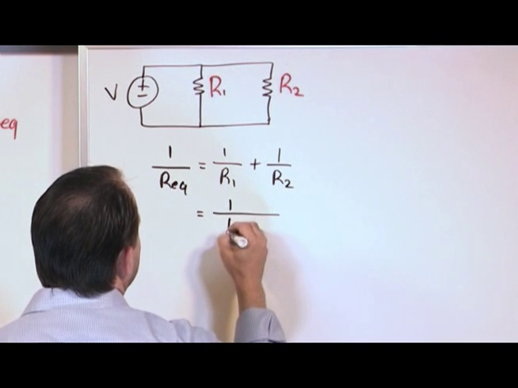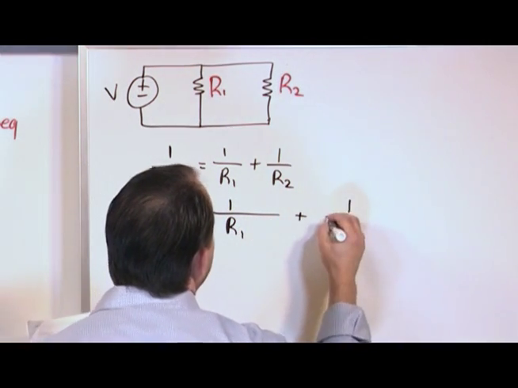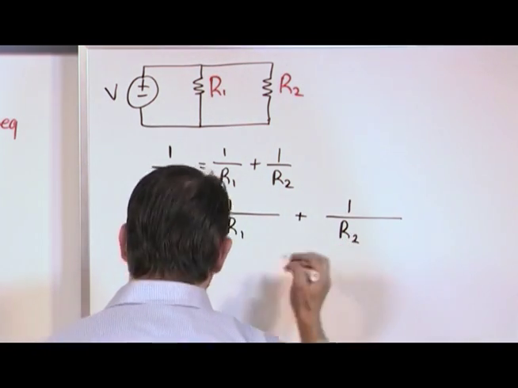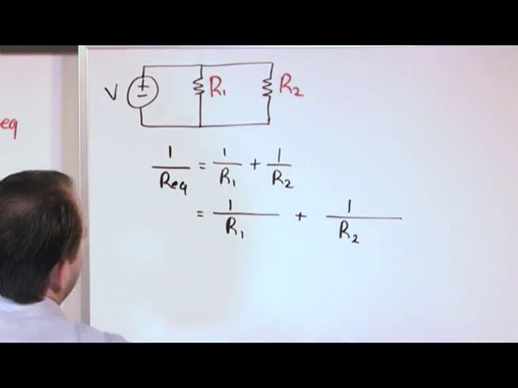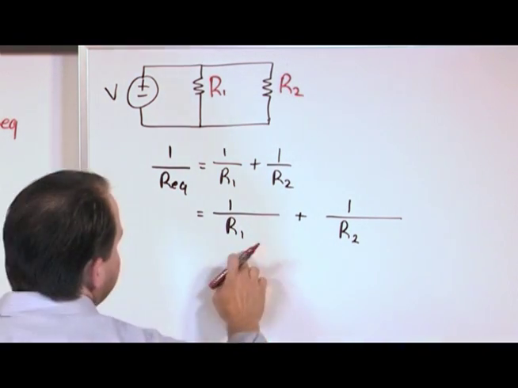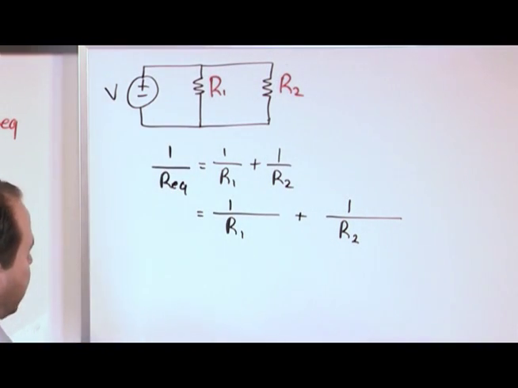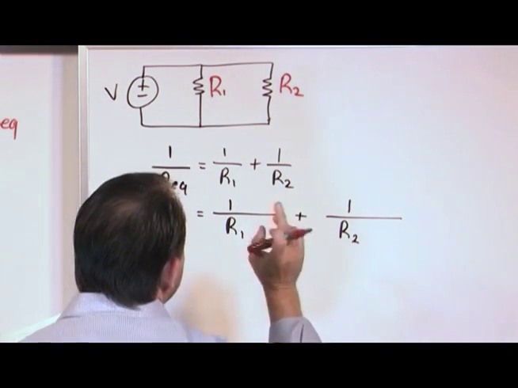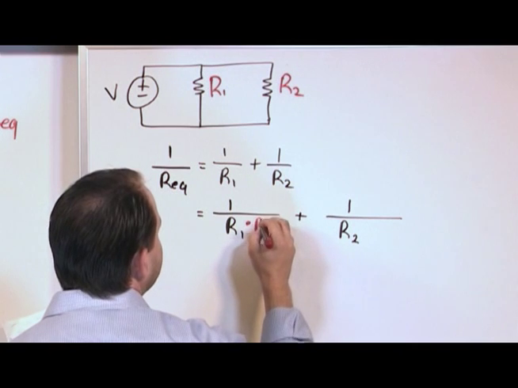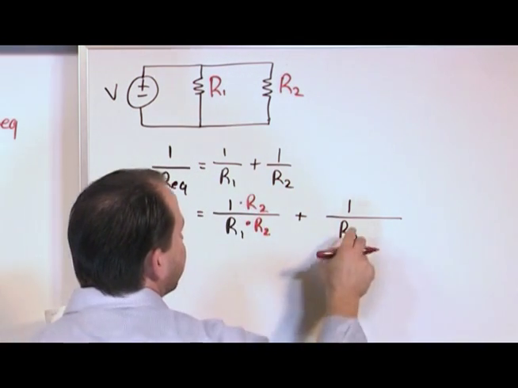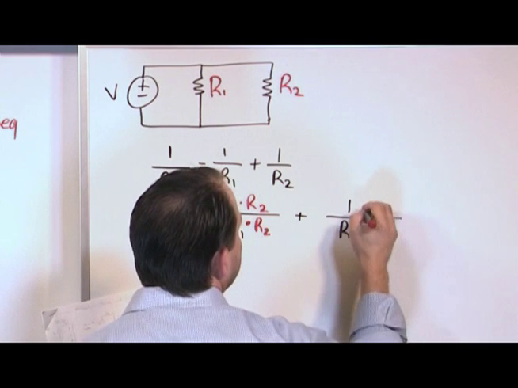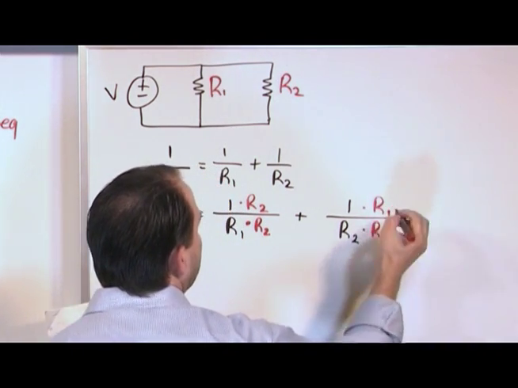1 over R1 plus 1 over R2. What if I wanted to combine those terms? It's fairly easy to do because I have 2 terms here. What if I wanted to combine them, these guys here? I would have to find a common denominator, right? Because these are 2 fractions. So I can multiply this fraction by R2 over R2, and I can multiply this fraction by R1 divided by R1, right?